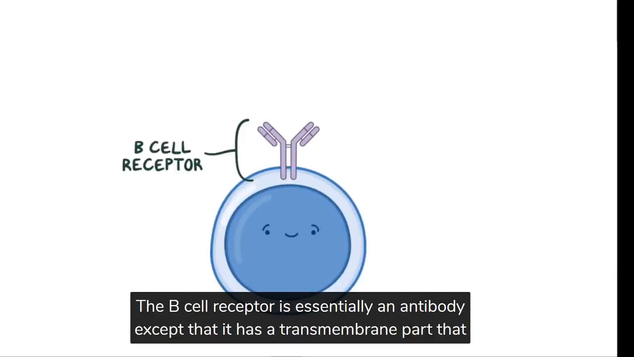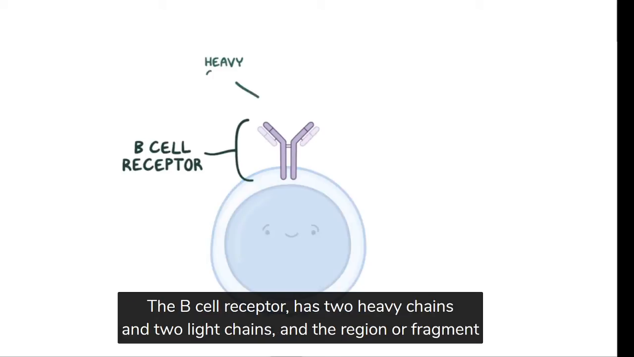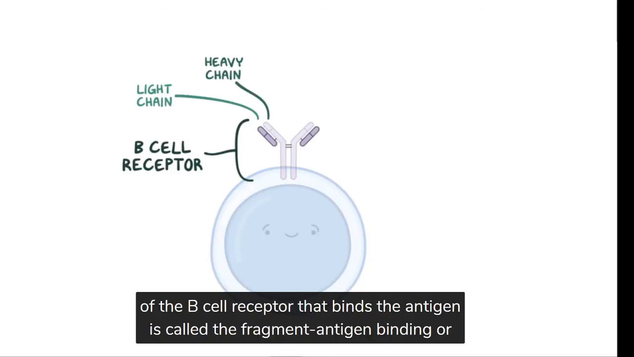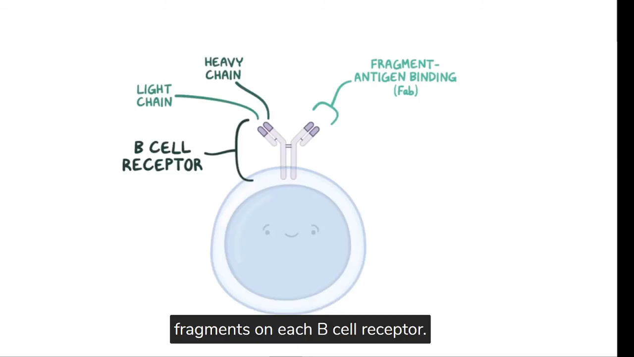The B cell receptor is essentially an antibody, except that it has a transmembrane part that goes through the membrane, attaching the receptor to the surface of the B cell. The B-cell receptor has 2 heavy chains and 2 light chains. And the region or fragment of the B-cell receptor that binds the antigen is called the fragment antigen binding, or FAB region. The FAB region is where the ends of the heavy and light chains meet, and there are 2 FAB fragments on each B-cell receptor.